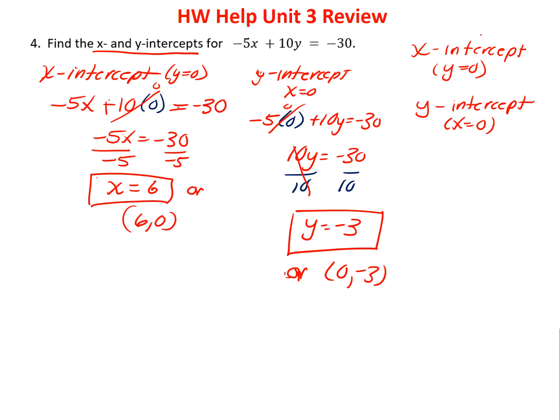So those are my two x and y intercepts. If I were graphing this, you can see a quick graph. My x-intercept would be 1, 2, 3, 4, 5, 6 right there. My y-intercept would be minus 3, 1, 2, 3 down there. And my graph would look something like that.